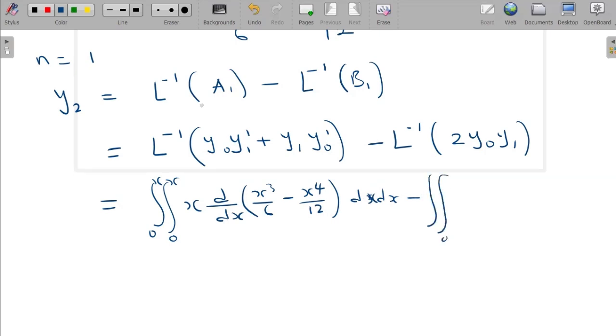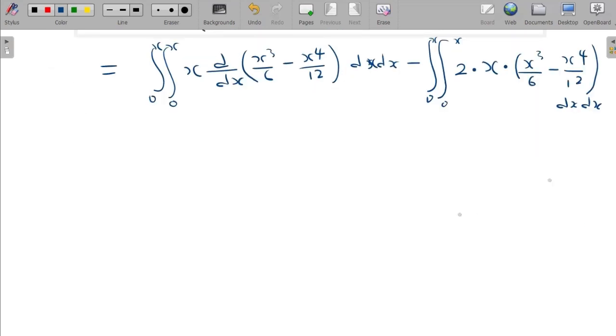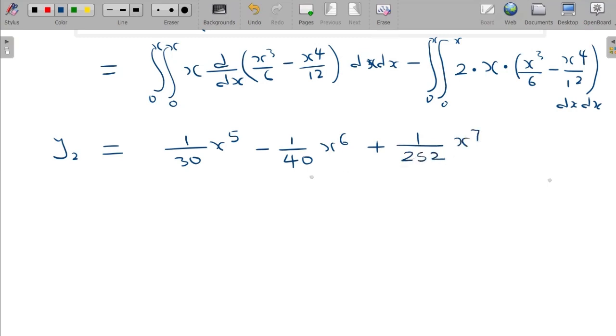Then a double integral for this. That will just be 2 times x into x raised to the power 3 over 6 minus x raised to the power 4 over 12 dx. Differentiating and integrating and then simplifying, our y2 will give us 1 over 30 x raised to the power 5 minus 1 over 40 x raised to the power 6 plus 1 over 252 x raised to the power 7.